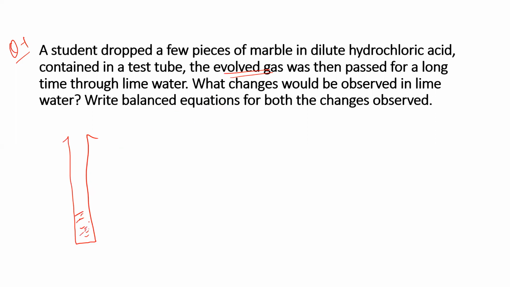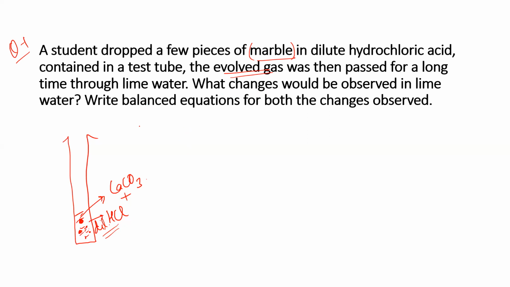So in this test tube, we have hydrochloric acid, HCl, and some pieces of marble. And from marble, we know that calcium carbonate is present. For example, in chalk powder, calcium carbonate is present. Similarly, in marble, the component present is calcium carbonate. So now these two are reacting with each other. This is dilute HCl.